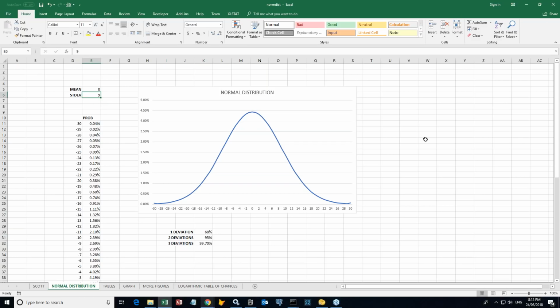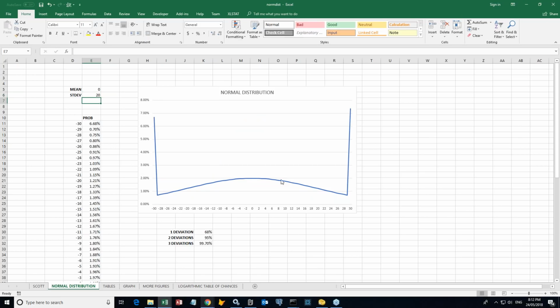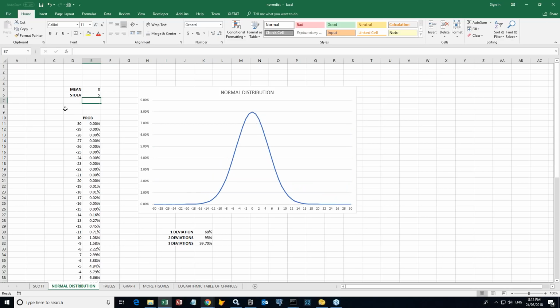So something you'll see, if you've got a standard deviation of 9, just means that on average they go 9 points or whatever units this is in away from the mean. If it was more fluctuating, if it was a standard deviation of 20, you'd end up with this flatter graph where there's only a 2% chance of doing the mean. If you had a standard deviation of 5, he's far more likely to do the mean, up at 8%.